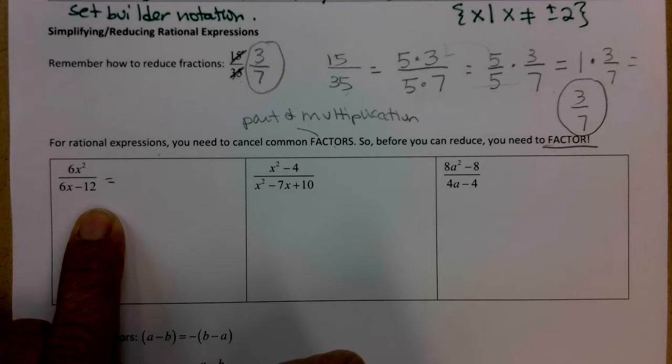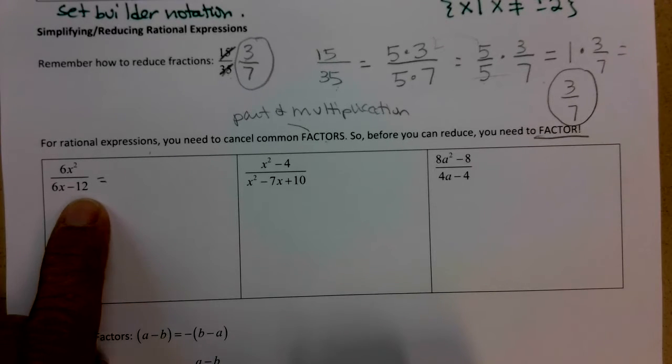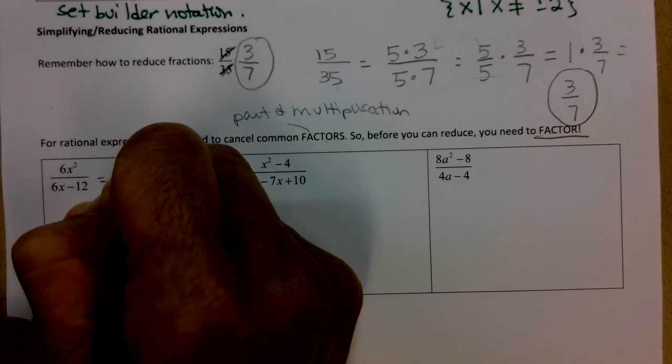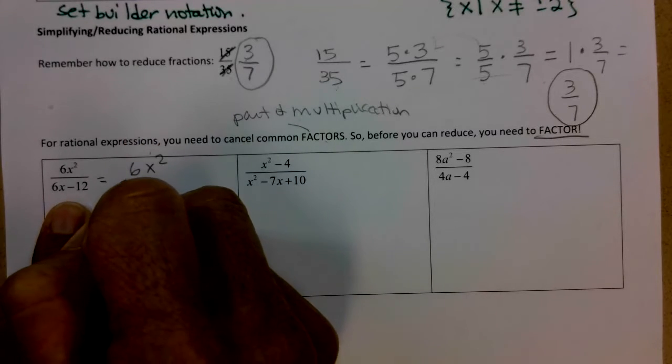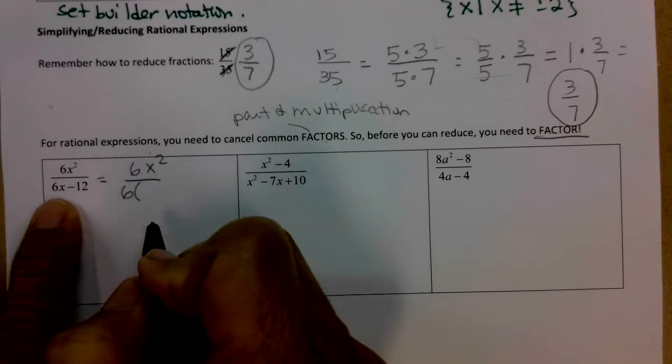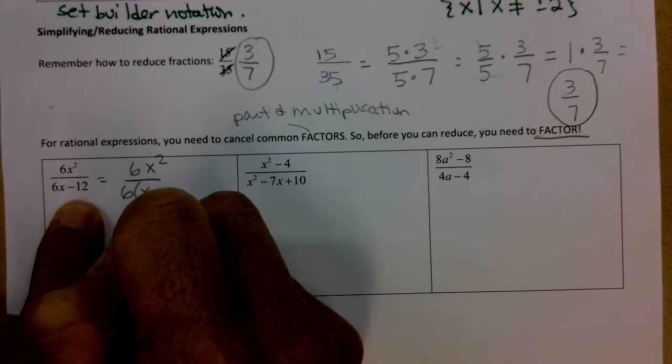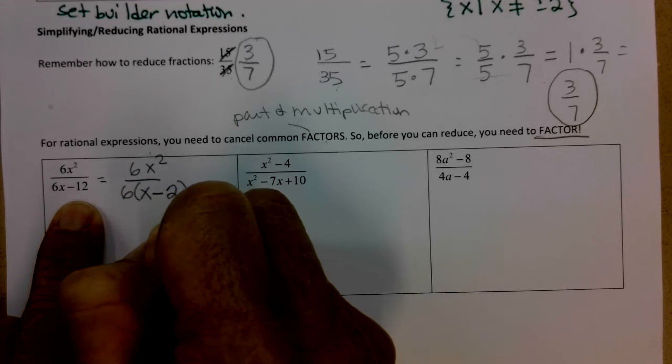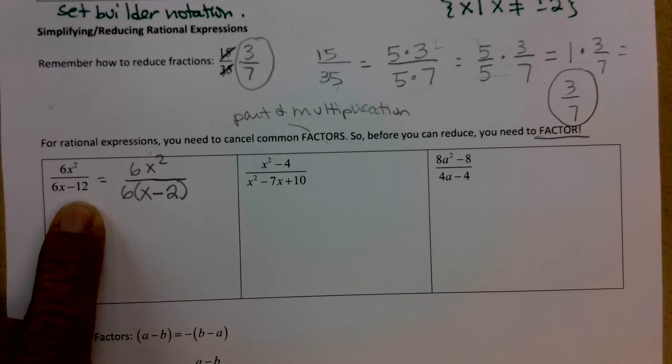So how am I going to factor 6x minus 12? Well, since it's just linear, the most we could do is look for a greatest common factor. So it looks like 6 goes into both 6x and 12. So when I factor out the 6, that'll leave behind an x for the first spot, minus 2 for the second spot.